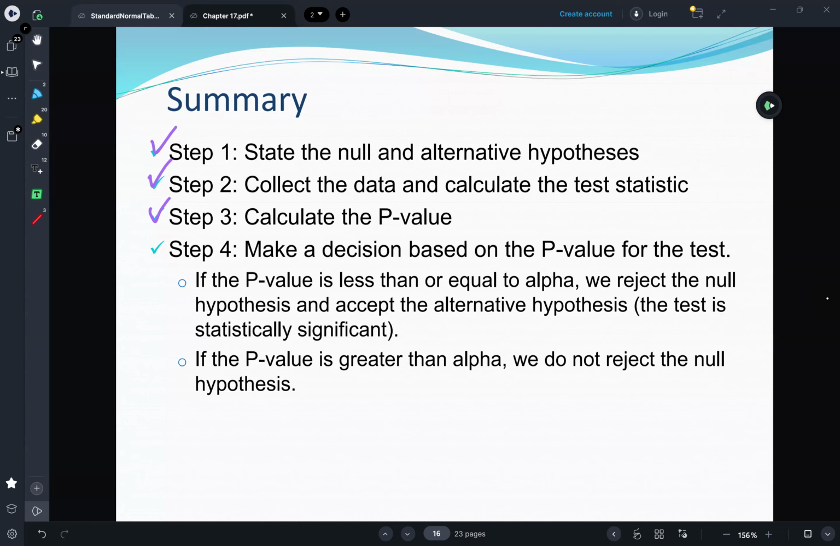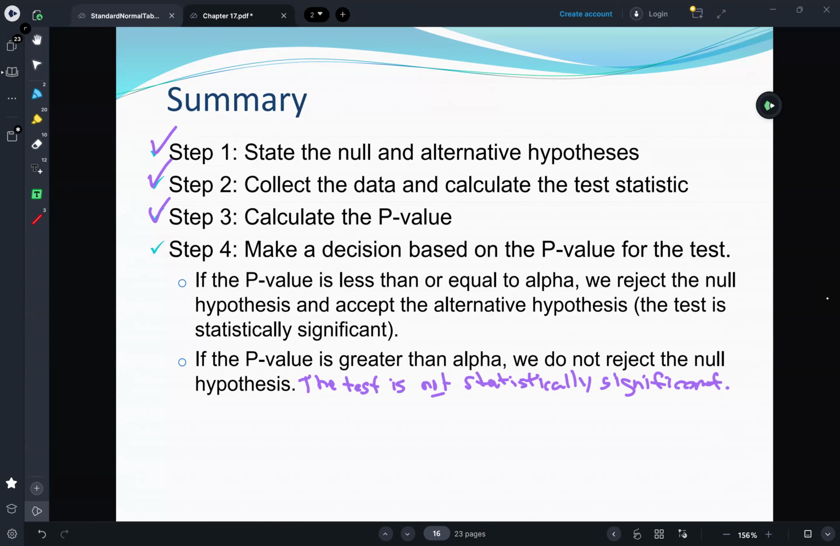So that's case 1. Or the second outcome could be if the p-value is greater than alpha, we do not reject the null hypothesis, and we can even conclude the test is not statistically significant in this case.